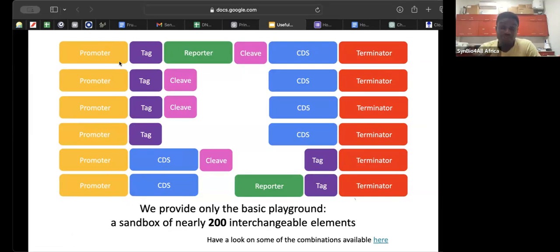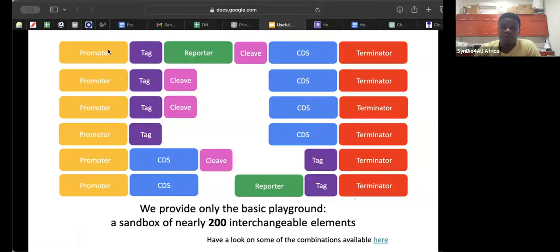Because your RBS has to be just after the promoter, it hasn't changed. If you put your RBS here, then nothing here gets expressed, right? If you put your RBS here in front of your coding sequence, then nothing here is going to get expressed, and you're going to have yourself wanting when you don't see what you're looking for, right? However, everything else here can be interchanged, right?